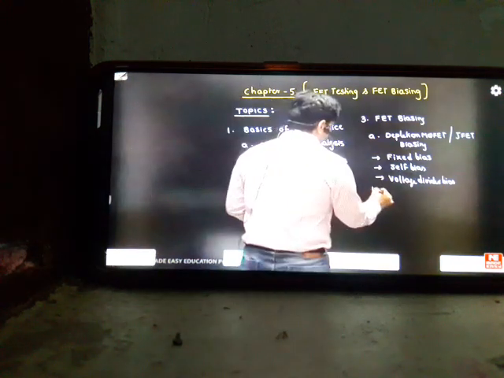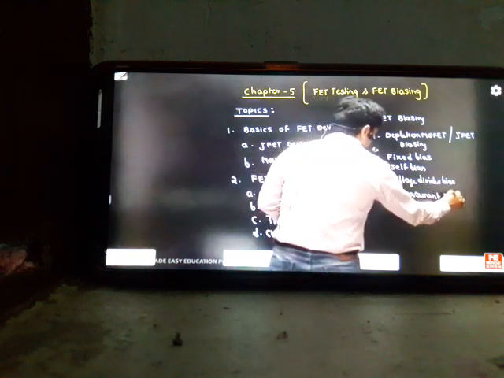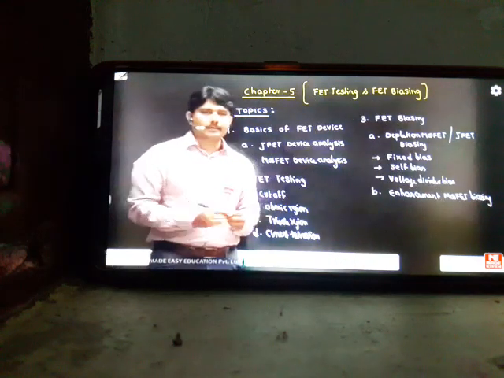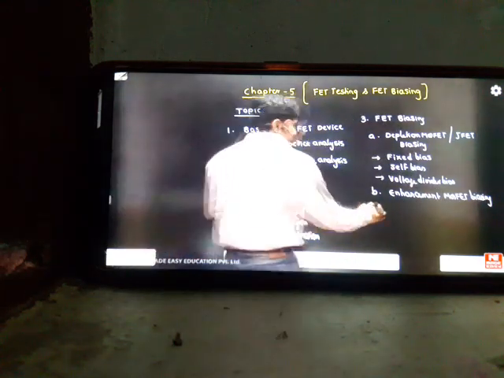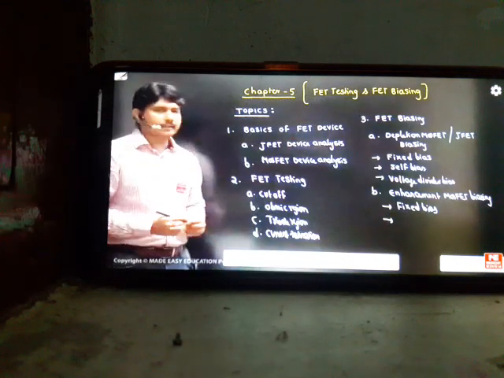So what about the last point B? We have not only depletion, we have enhancement also here. Enhancement MOSFET biasing is also there. Point B: enhancement MOSFET is different, depletion MOSFET is different. In this also we have three types of biasing. One is called fixed bias. The first biasing we call fixed biasing.